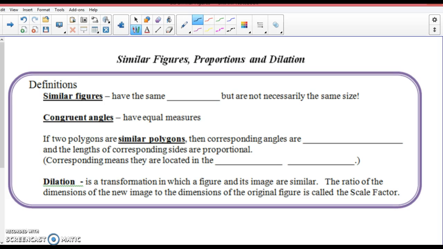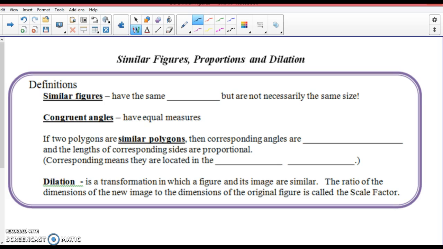We are talking today about similar figures, dilations, and proportions, and there's a lot of information being covered in this section. A lot. All right. The first thing, I want to talk about similar figures.